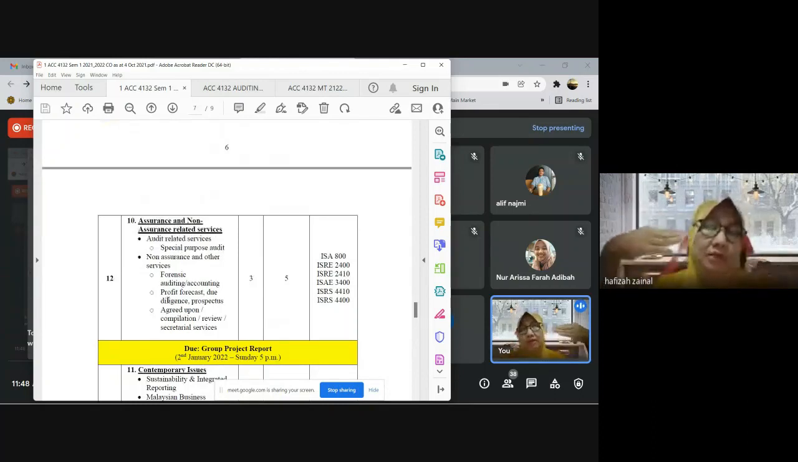Because the other day I already explained to you, under this particular standard, we learn about due diligence, we learn about profit forecast. We learn about compilation and review, and what types of work fall under that category, and what types of work fall under agreed-upon procedures. All that we have gone through. So you need to be familiar with the different types of services provided by the auditor. Those are the things you are expected to know, and where you will be tested in your final exam. Any questions?